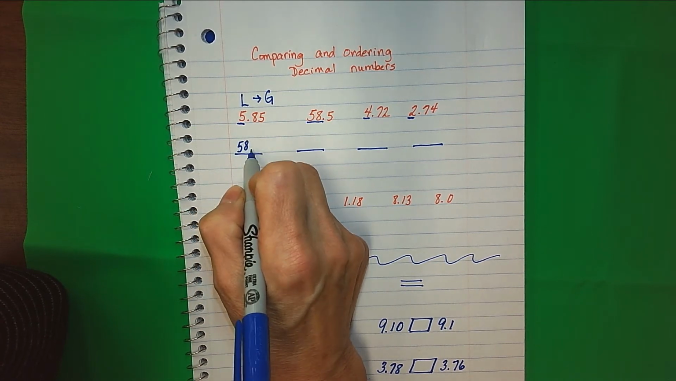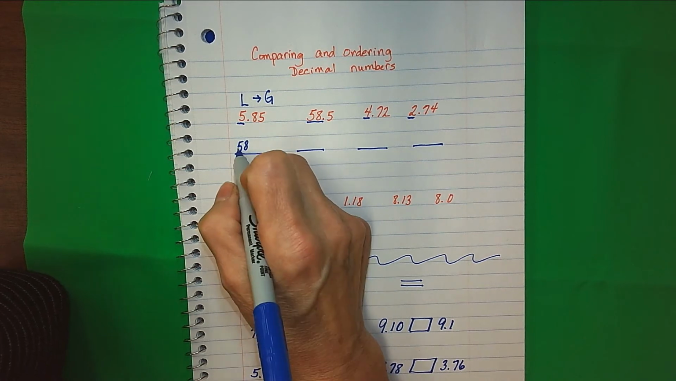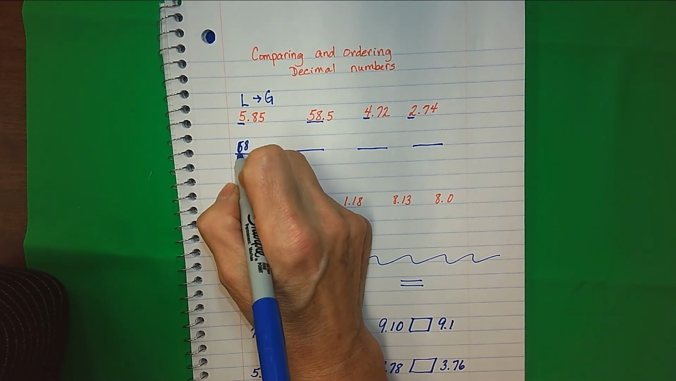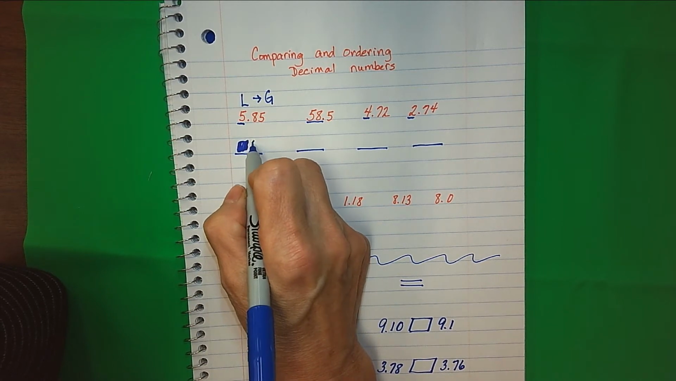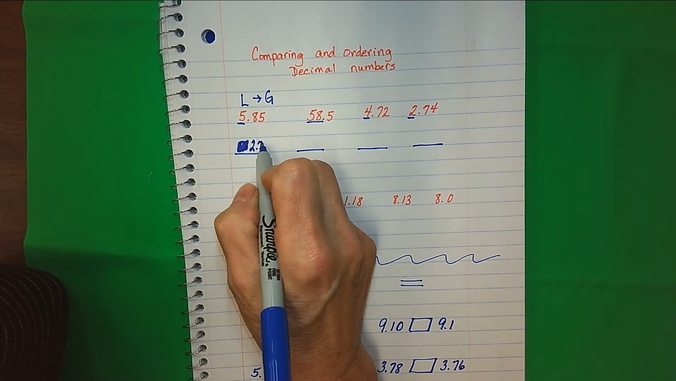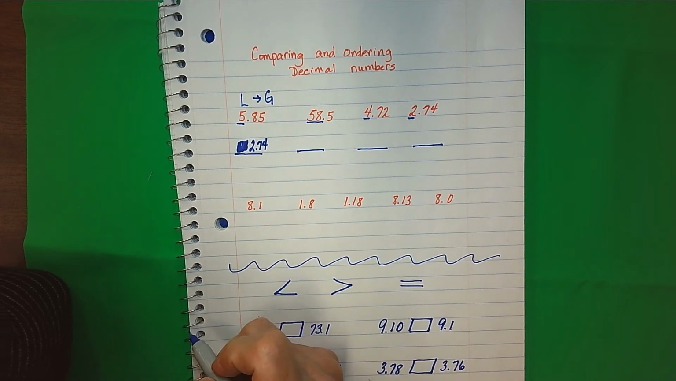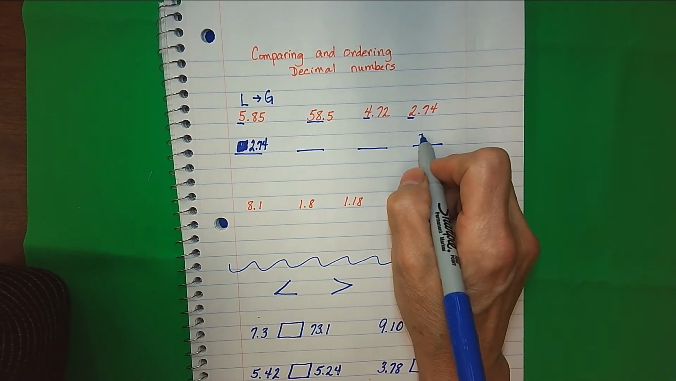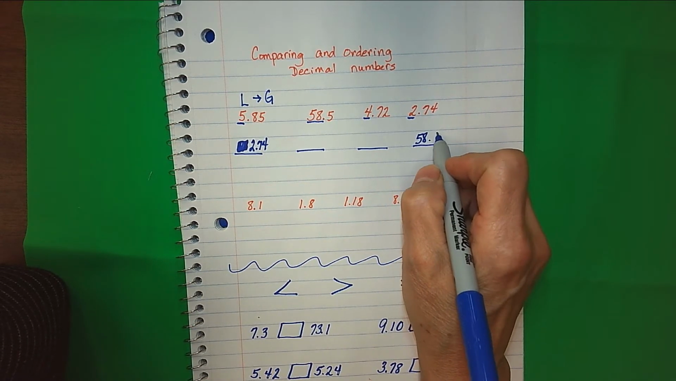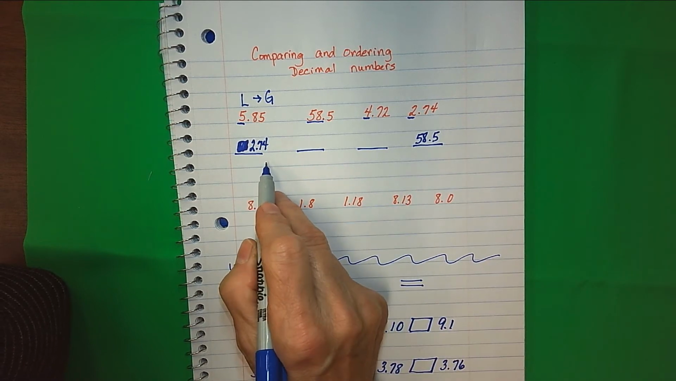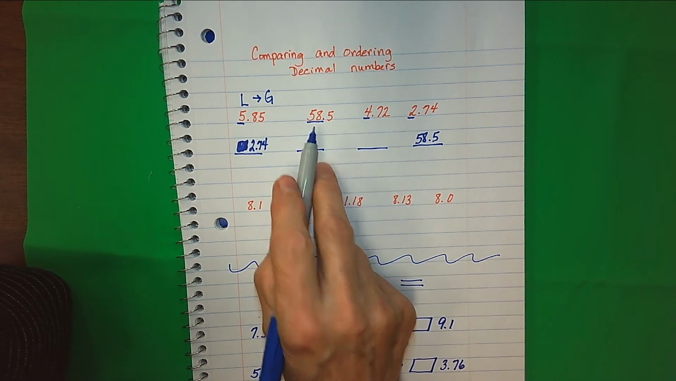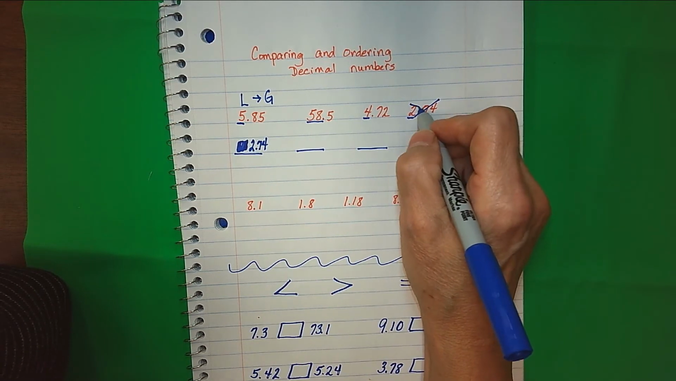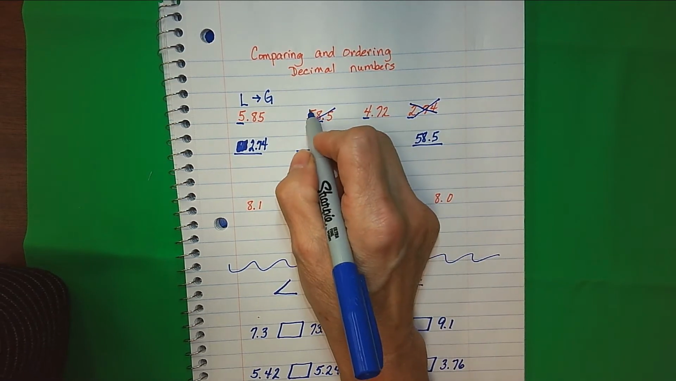So right off the bat, I know that even without paying attention to the decimals, I can put 58, oops, sorry, nope, we're going from least to greatest, I apologize. Get rid of that. We're going to put 2 and 74 hundredths there, and 58 and 5 tenths here, because 2 and 74 hundredths is our least, and 58 and 5 tenths is our greatest. And then let's go ahead and cross those out so that we know we've taken care of those.